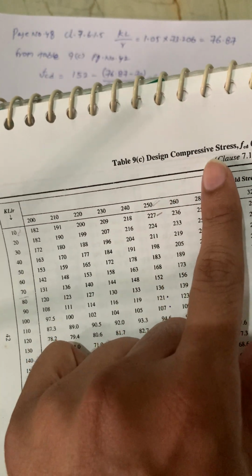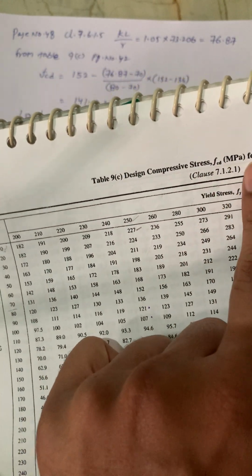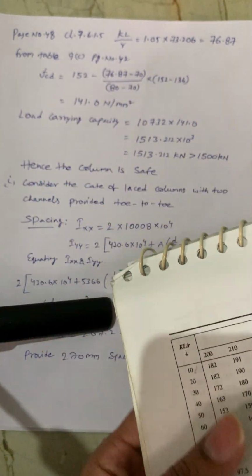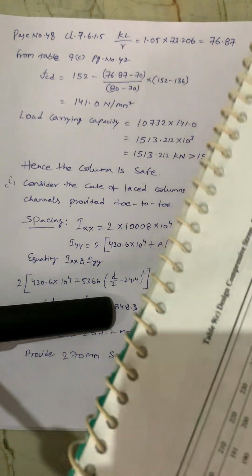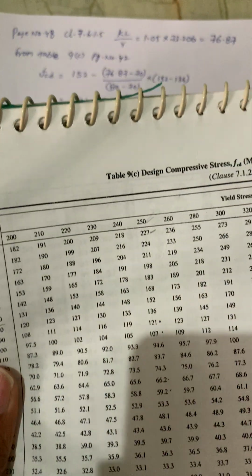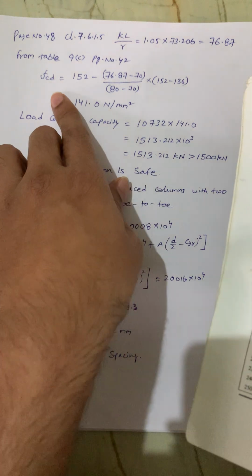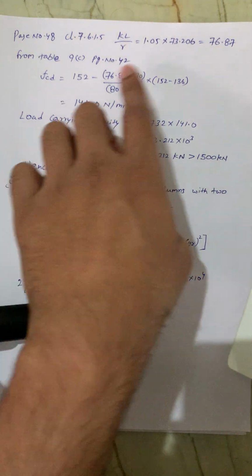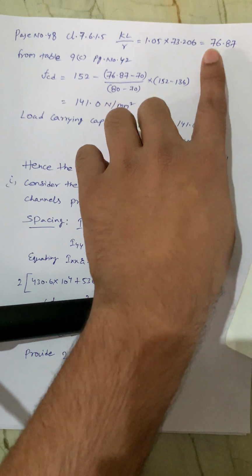Design compressive stress FCD in megapascals for column buckling class C. Why am I choosing buckling class C? Because the channel section which we chose belongs to buckling class C. This is also specified in the code book. Now to find the FCD value, I did interpolation for this 76.87.